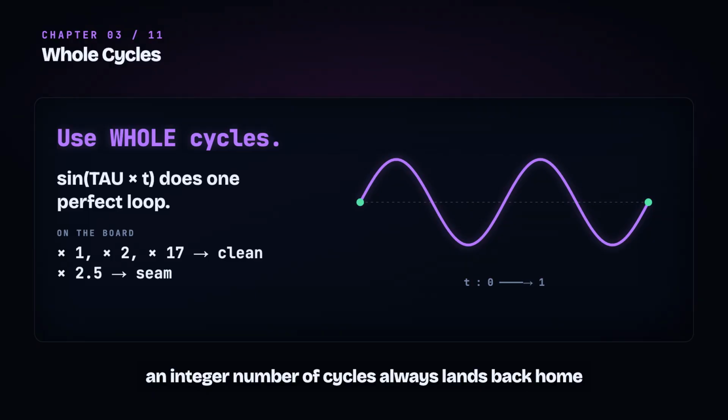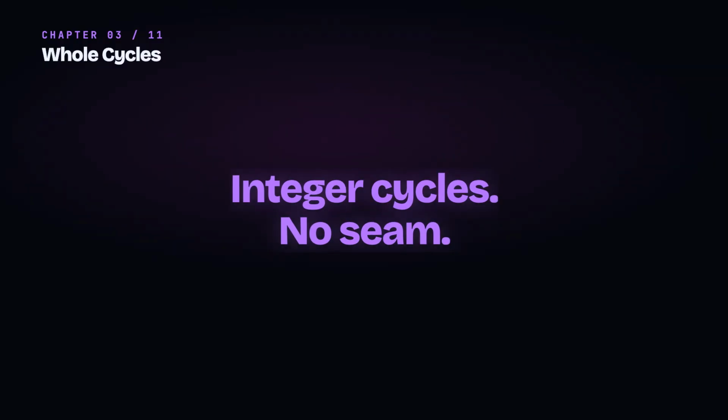Now watch what breaks it. Multiply by 2.5. The wave gets halfway through its third cycle when t hits 1, freezes mid-swing, and slams back down to start. That's a seam, and it's the #1 reason loops fail. Someone used a fraction where they needed an integer. So burn this in. Whole cycles loop, fractional cycles snap. Integers are your safety rail.